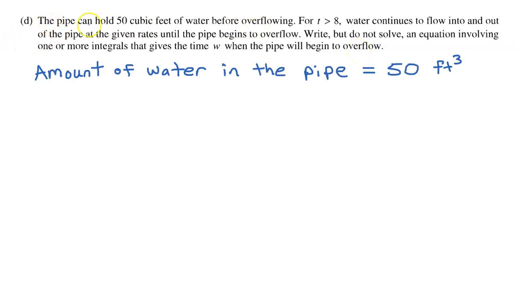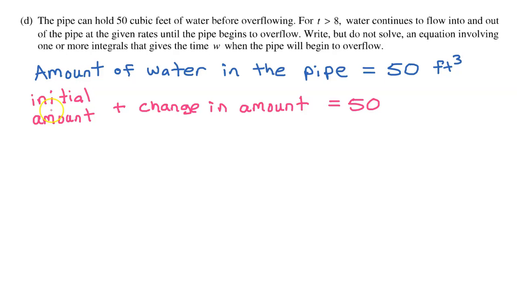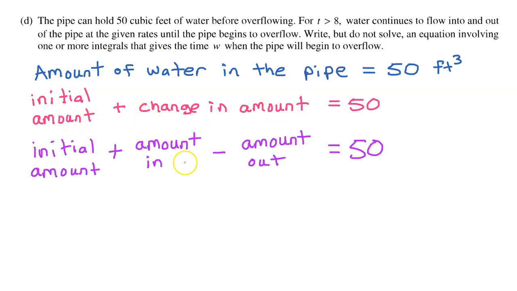The first sentence says the pipe can hold 50 cubic feet of water. So the pipe will begin to overflow when the amount of water in the pipe is equal to 50 cubic feet. We just need to write an expression for the amount of water in the pipe. The amount of water in the pipe will equal the initial amount plus the change in the amount of water in the pipe. But this is a rate in, rate out problem. So instead of just saying the change in amount, let's say the amount in minus the amount out.